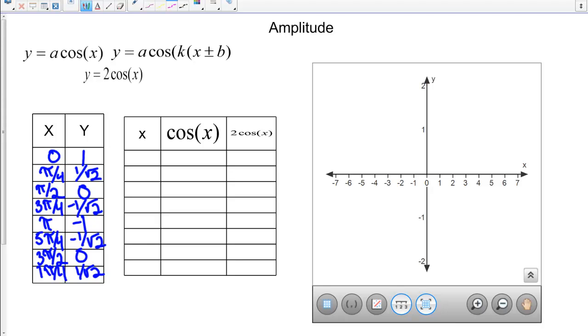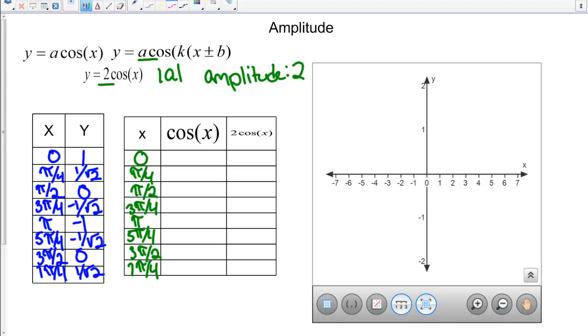So remember, the amplitude is the absolute value of A, and in this case our A is 2, so our amplitude is 2. Alright, so we're going to start by putting down our x's and our cosine of x's. So we have 0, pi over 4, pi over 2, 3 pi over 4, pi, 5 pi over 4, 3 pi over 2, and 7 pi over 4. And then our matching cosine at those angles.